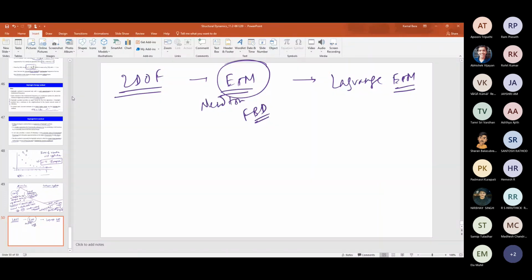Okay. And then we talk about the synchronous motion, right? Synchronous motion. Time dependence is harmonic. Both the coordinates are undergoing similar time dependence.